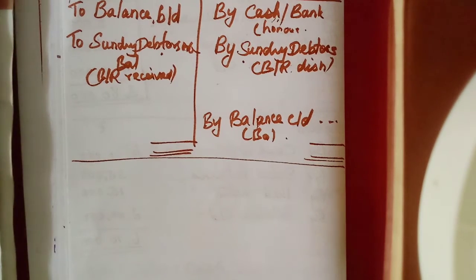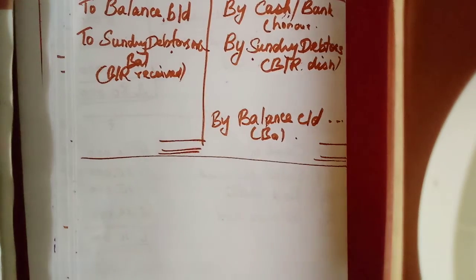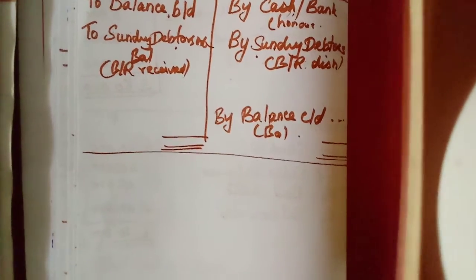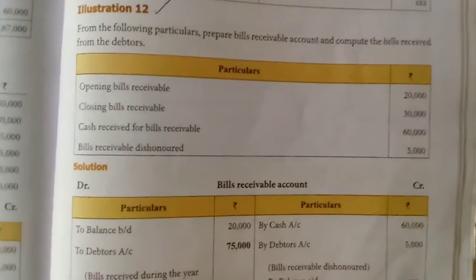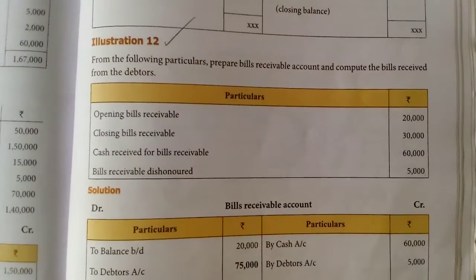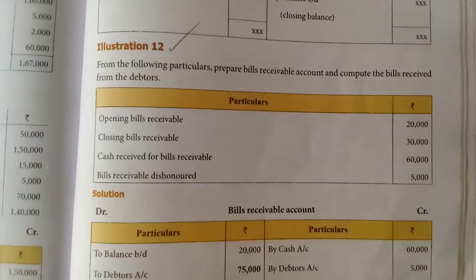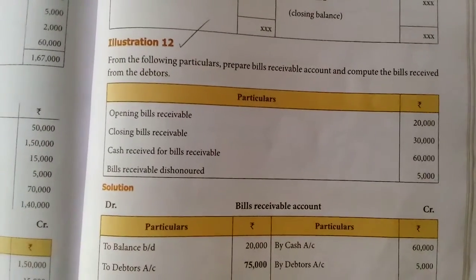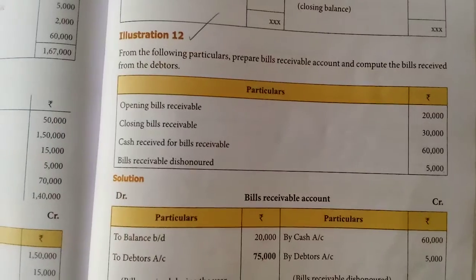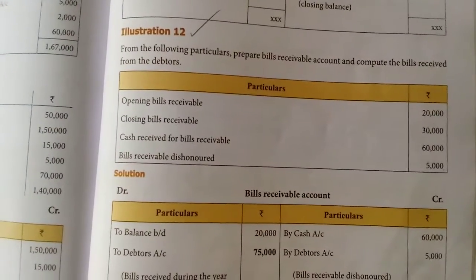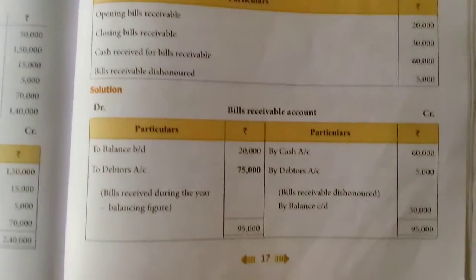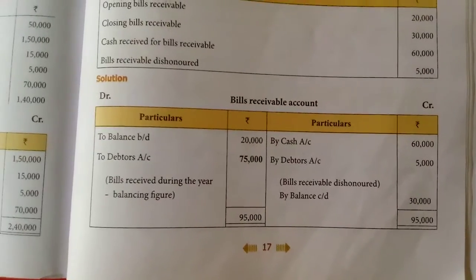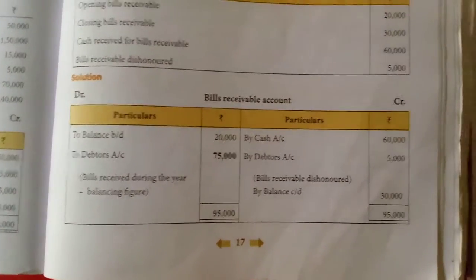Now we will see one illustration. We have completed 10 and 11 yesterday. Today we will see the 12th one. I will show it to you. From the following particulars, prepare the bills receivable account and compute the bills received from the debtors. Opening bills receivable, closing bills receivable, cash received for bills receivable, dishonored. See the solution.